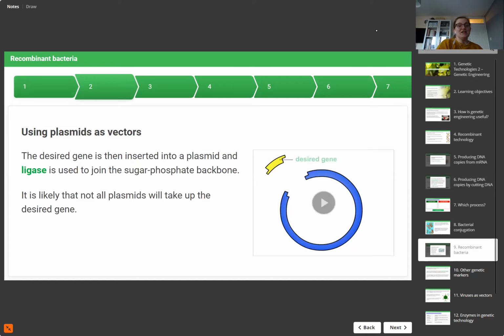That desired gene is then inserted into a plasmid, and we use the enzyme ligase to join the sugar phosphate backbone together. It's likely that not all the plasmids will take up the desired gene, but that's fine because inside of the bacteria, we have lots and lots of plasmids. So as long as the majority do, that's great.